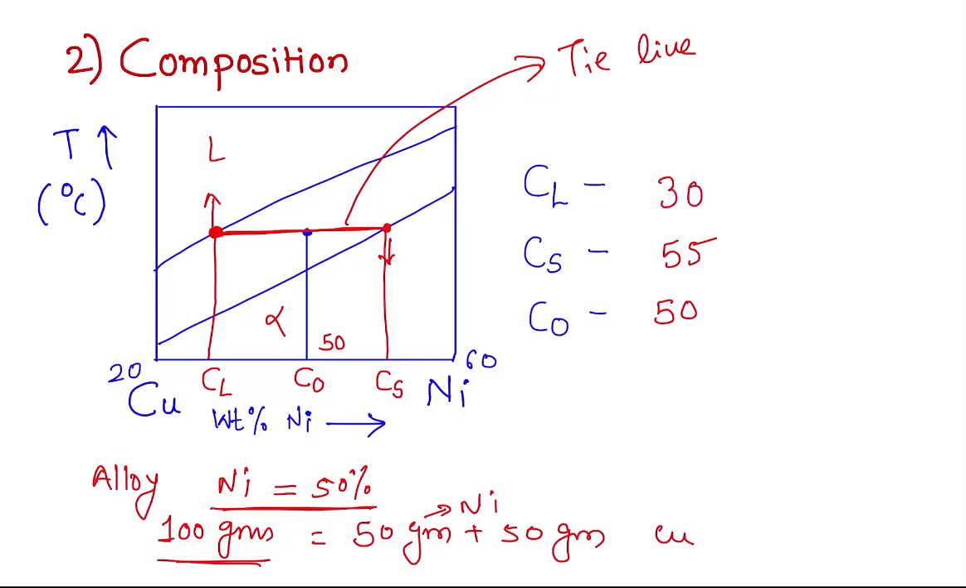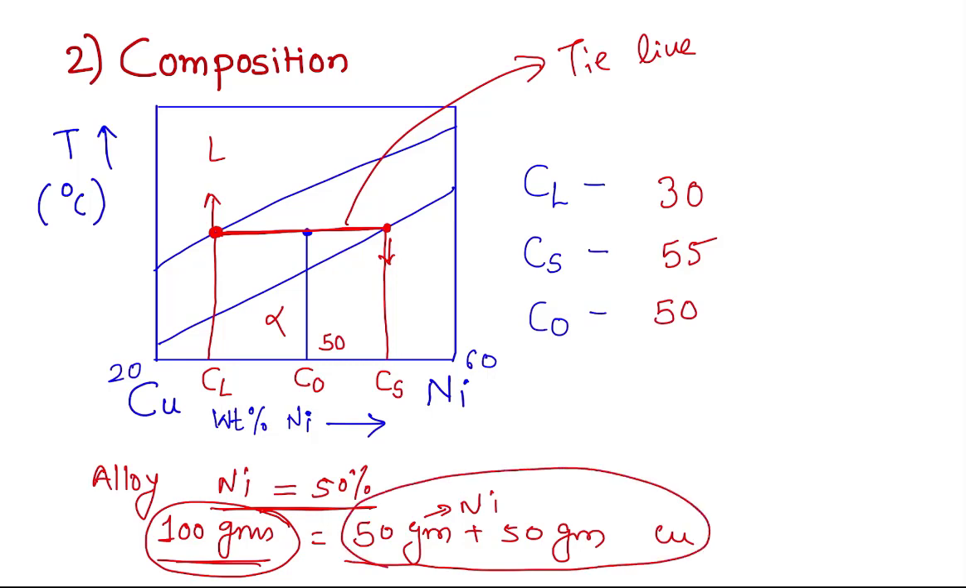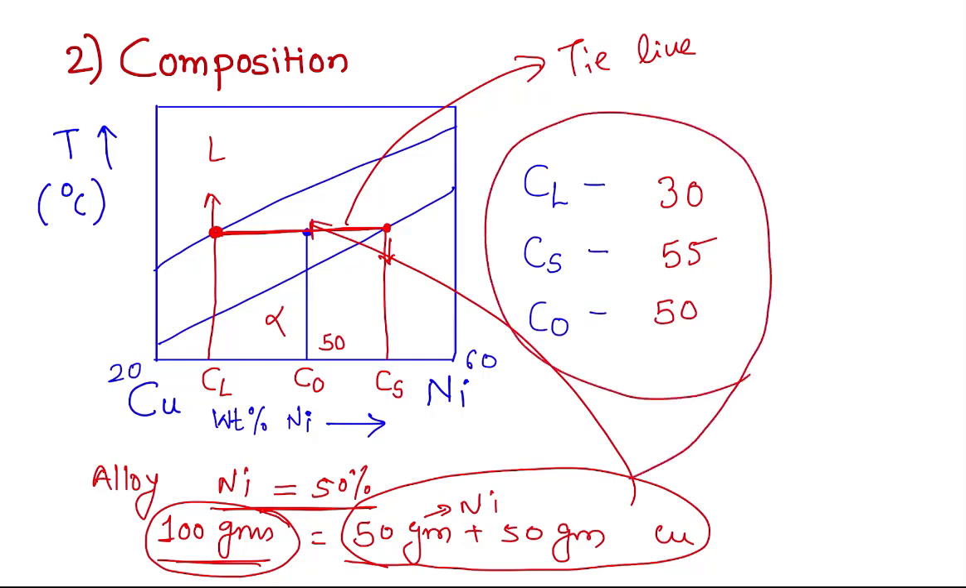30 weight%. So if we have 100 grams alloy which has 50 gram nickel and 50 gram copper, if we are at this point, the concentration of liquid and solid is given by this tie line, and that tie line shows that 30% out of this 100 grams is in a liquid state and 50% is in a solid state. This is the composition of the given alloy. From this composition, we can find out the weight% or the amount of phases.